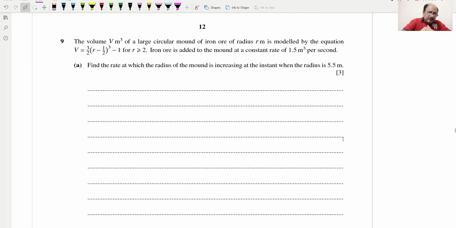Question 9 says the volume V meter cubed of a large circular mound of iron ore of radius r meters is modeled by this equation, r is greater than or equal to 2. Iron ore is added to the mound at a constant rate of 1.5 meter cubed per second. A part, find the rate at which the radius of the mound is increasing at the instant when the radius is 5.5 meters, and this is a 3-mark question.